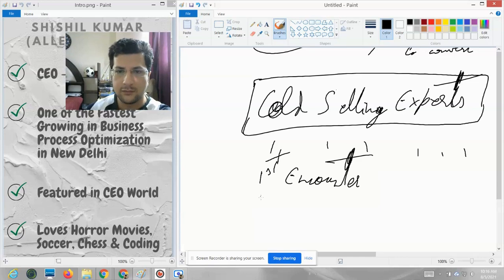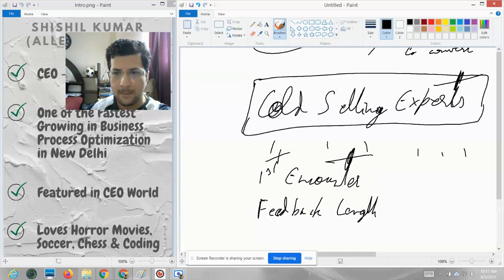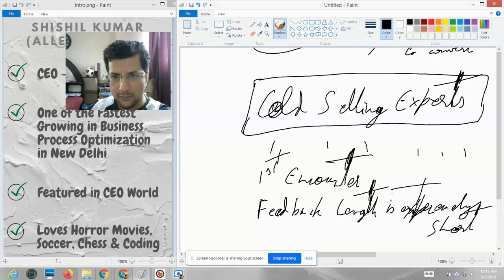Meaning, their feedback loop length is extremely short. Feedback loop length, I've covered this in previous videos, previous webinars. I'll be covering it again in future webinars. But the point is that their feedback loop length is extremely short, and those are the people you want to learn from.